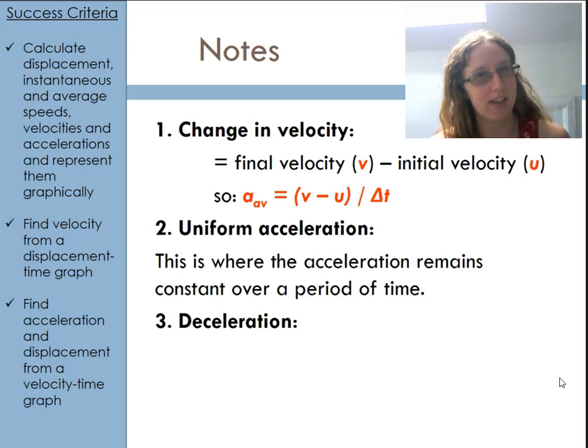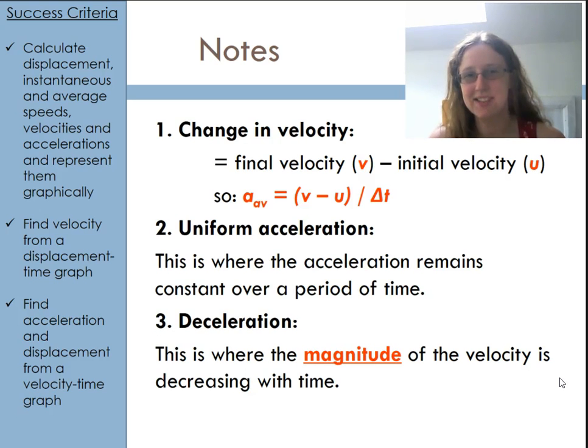Now, the other term I want to define is deceleration. Deceleration is a term that people often have a lot of trouble with. Deceleration does not mean the same thing as negative acceleration. So if you have an acceleration that is negative, that is not necessarily deceleration. Deceleration is where the magnitude of the velocity is decreasing with time. The negative sign tells you about the direction that that is happening. So you could have an object with a negative acceleration that is getting faster. So that would not be deceleration. So you've got to be really, really careful with that.